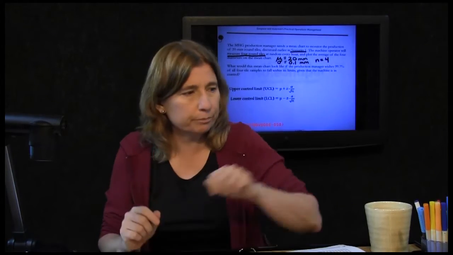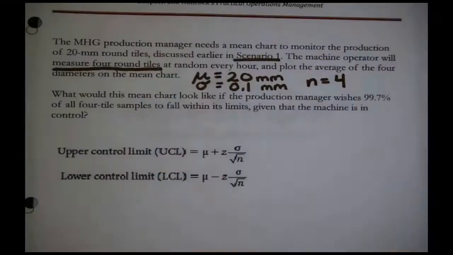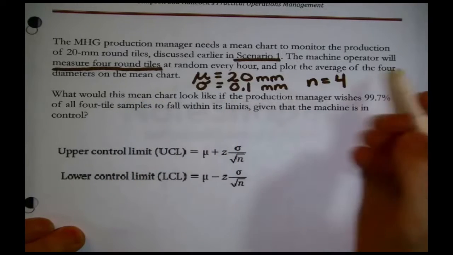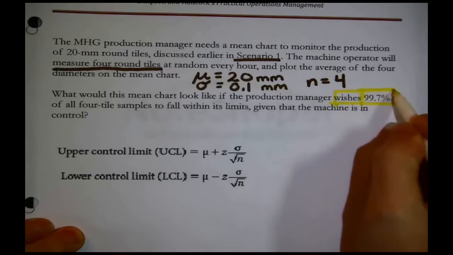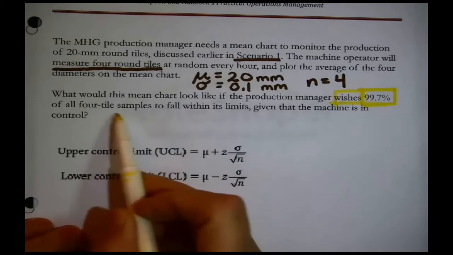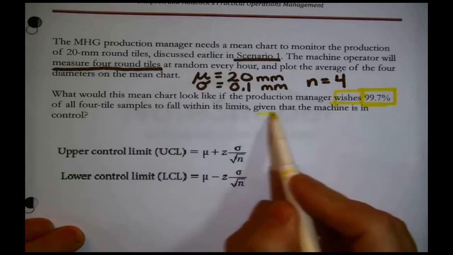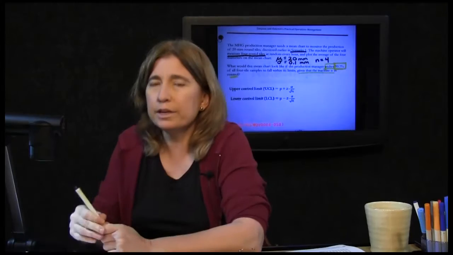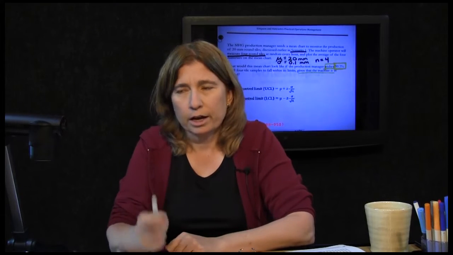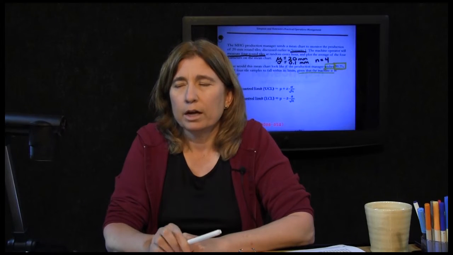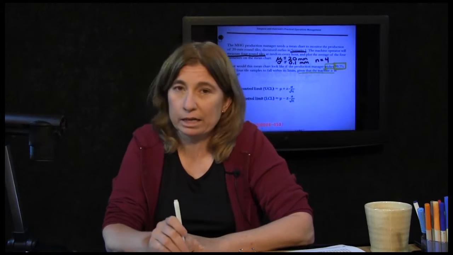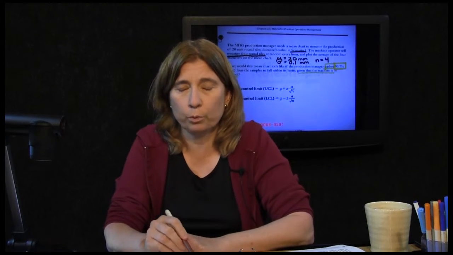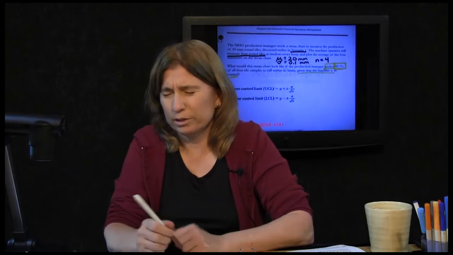Okay, we found it. Now, what is it that we're actually being asked to do? What would this mean chart look like if the production manager wishes 99.7% of all 4-tile samples to fall within its limits, given that the machine is in control? The manager has just provided us the last reading that we need, in that the manager has just told us the degree of producer's risk that Main House Gaming is willing to tolerate. Oh, wait, you say, huh?